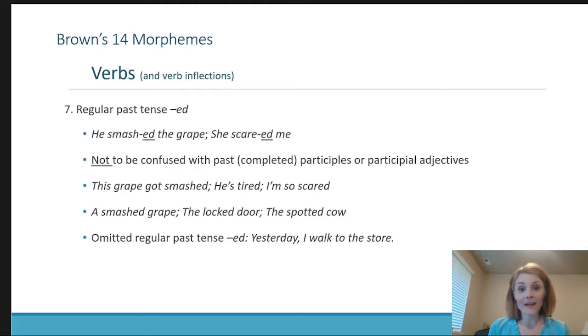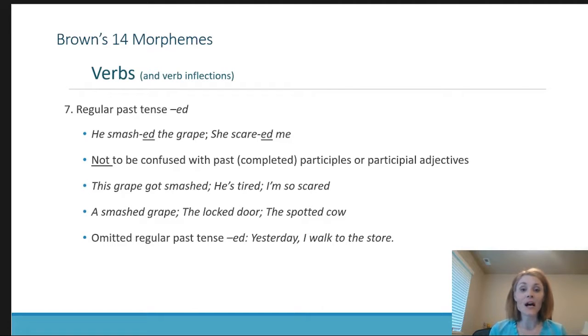Another form to not confuse the regular past tense -ed with is the adjectival -ed. So this would be like a smashed grape, the locked door, the spotted cow. Again, these are all adjectives describing nouns. So you can tell by the position of the word in the sentence what function the word is using. So a past tense -ed is always going to be marked on the main verb.